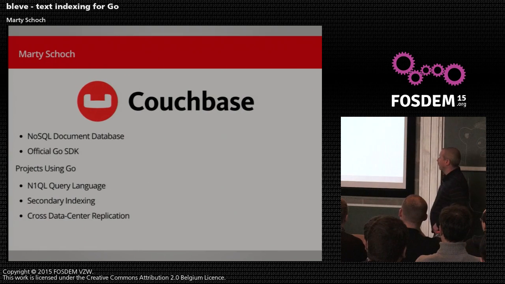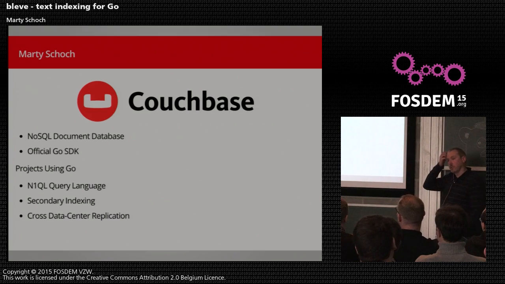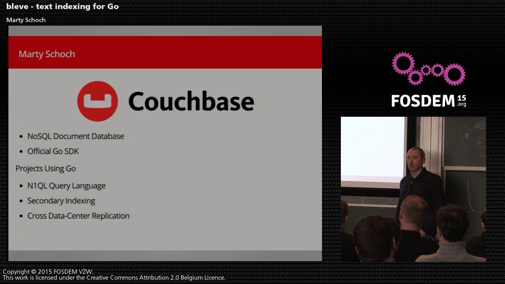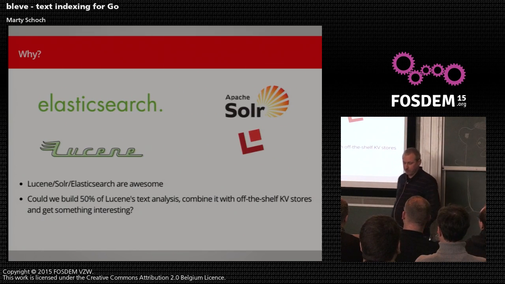So who am I? I work for a company called Couchbase. We make a distributed NoSQL database. We do have an official Go SDK out now, but I'm really not going to talk too much about Couchbase today. I just want to highlight, very much like MongoDB, we're using Go a lot internally. The N1QL query language, secondary indexing, and cross-data center replication are three of the biggest features in Couchbase, and those are all either being written in Go from scratch now or being rewritten in Go. So Go is a big part of the future of Couchbase. But I'm not going to talk about Couchbase today. If you want to ask me any questions, just grab me afterwards.